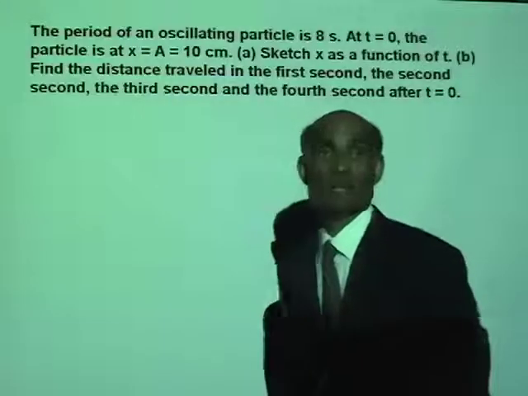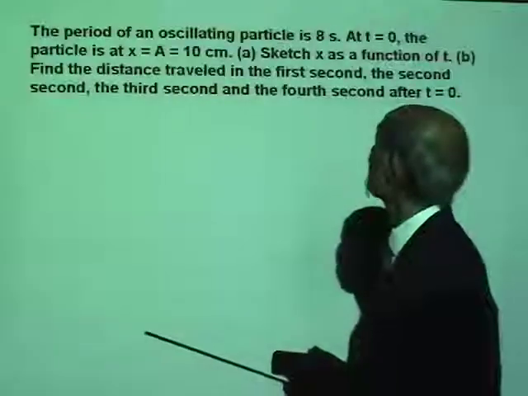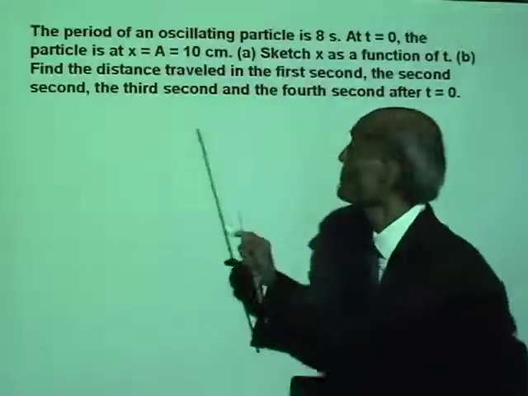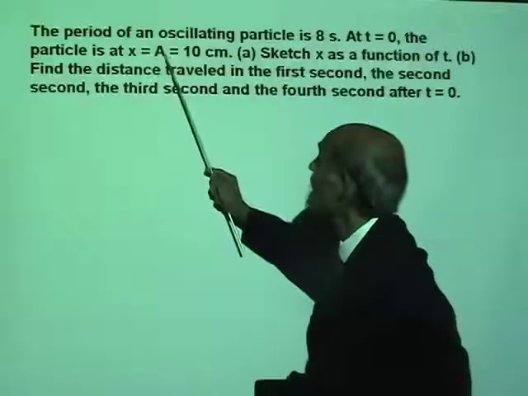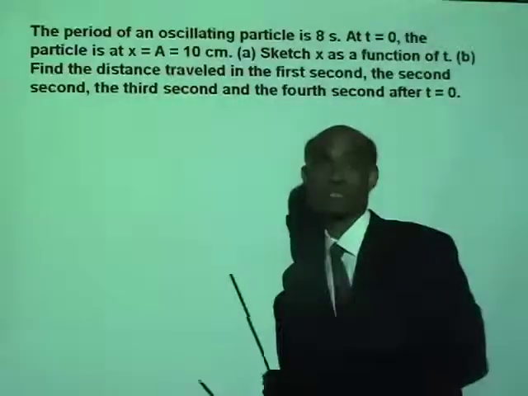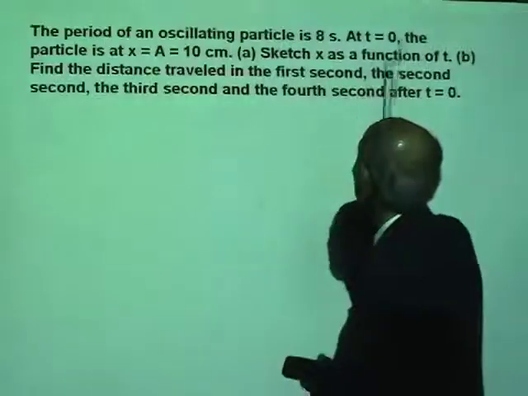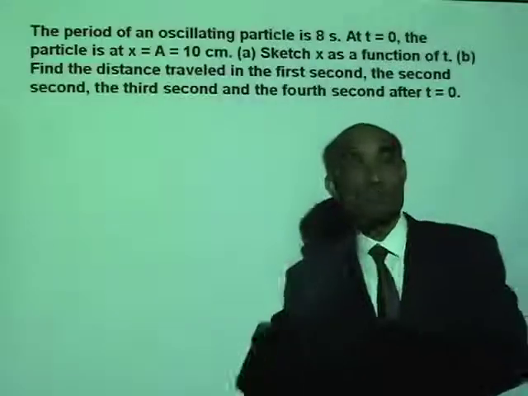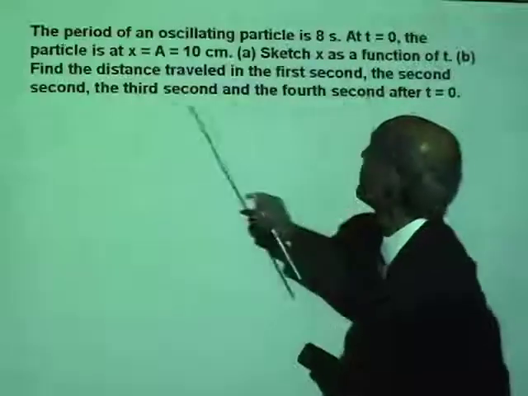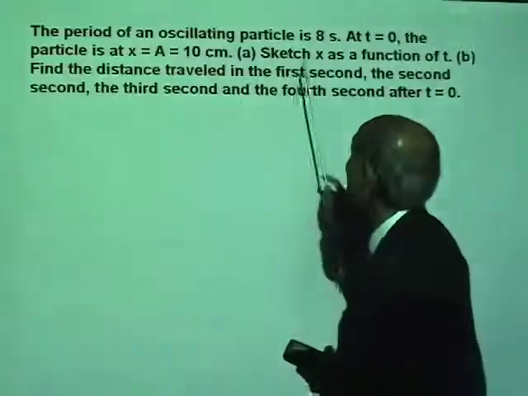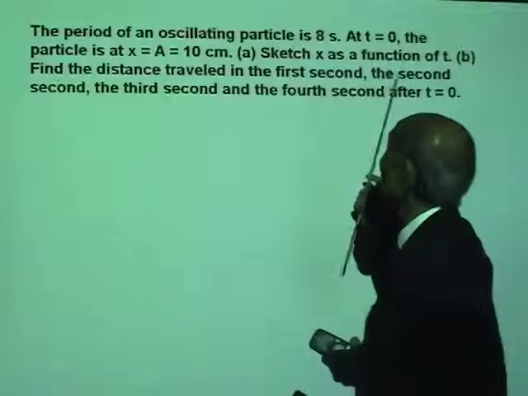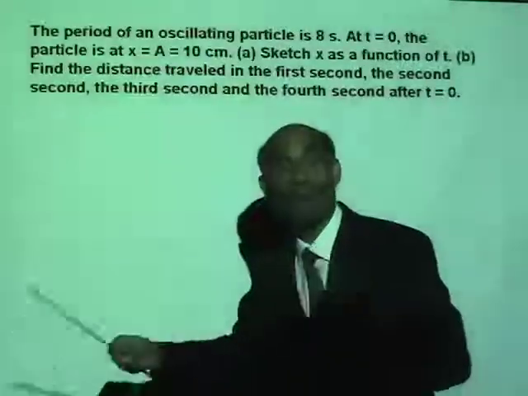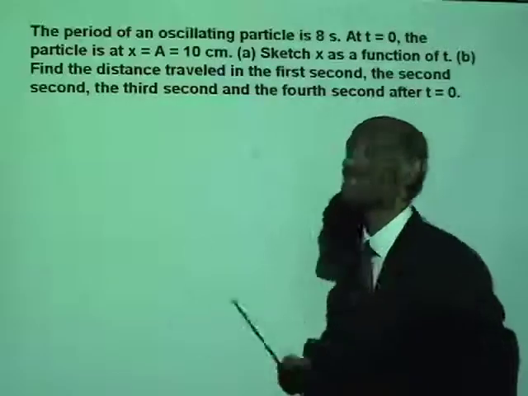Another one. The period of an oscillating particle is 8 seconds. At t equal to 0, the particle is at x equal to A equal to 10 centimeter. Sketch x as a function of time. Draw a graph of the position function. Now, find the distance traveled in the first second, in the second second, in the third second, and the fourth second after t equal to 0.